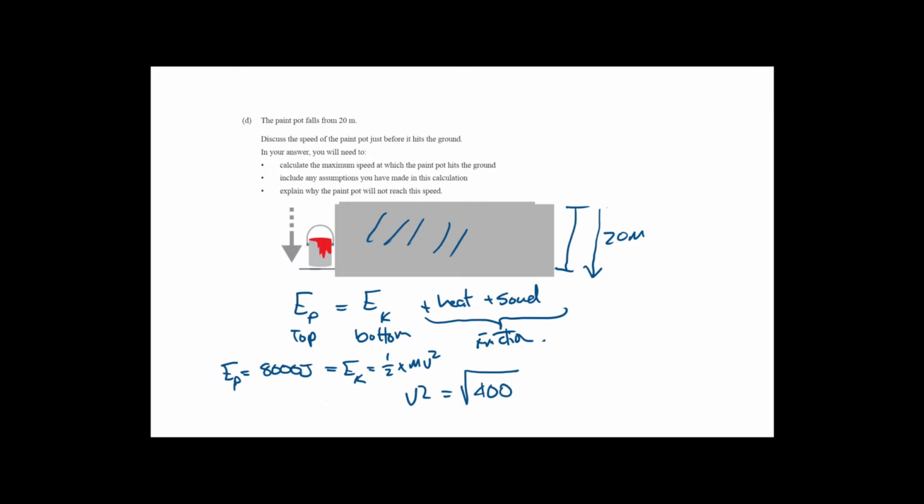So the velocity squared is 400, which means that the velocity when it hits the bottom is 20 meters per second maximum. It's actually probably going to be something like 19.8 meters per second, something like that. We're going to lose a little bit to heat, a tiny, tiny amount, but it's not going to be perfect.